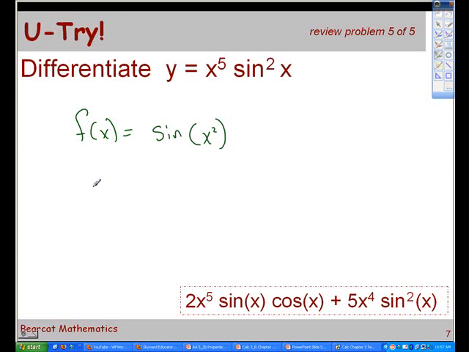This looks like a chain rule to me because I have a function inside a function. I have composite functions. So I'm going to take the derivative of the outside function first. Which one's the outside function this time? The sine. So that's going to be cosine of x squared. And then I need to multiply by the derivative of the inside function, which would be 2x. So it looks like we're going to end up at 2x cosine of x squared.